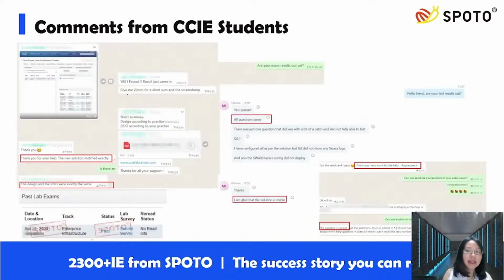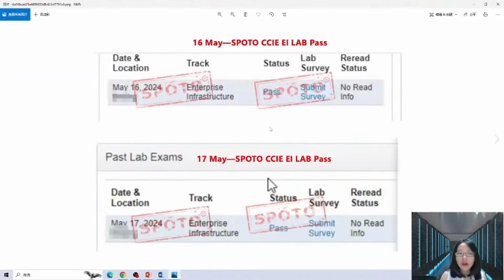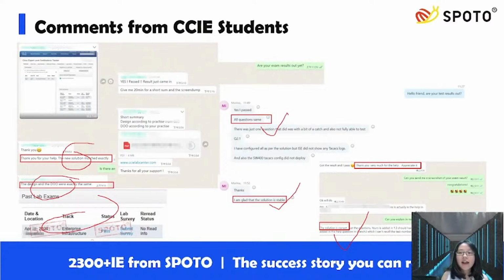You can see this feedback. The solution matches exactly, the design is the same, the questions are the same. The solution is stable. The solution is correct. You can see the passing report. In May, our students just achieved CCIE certification, on May 16th and May 17th. These are feedback from our candidates. Our solution is very stable.